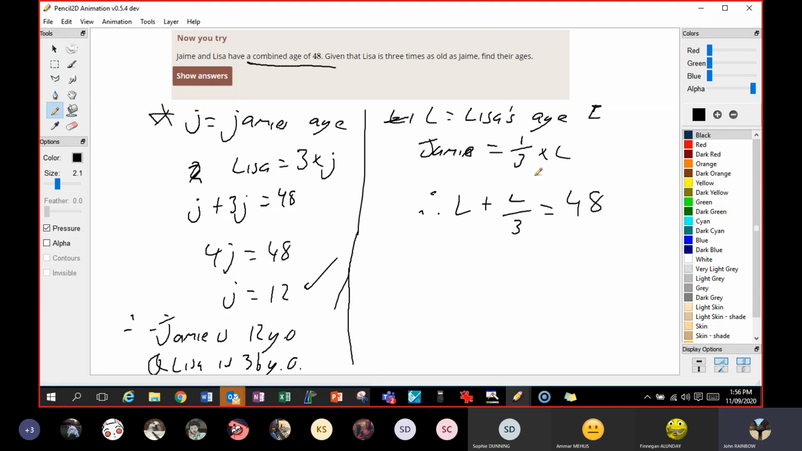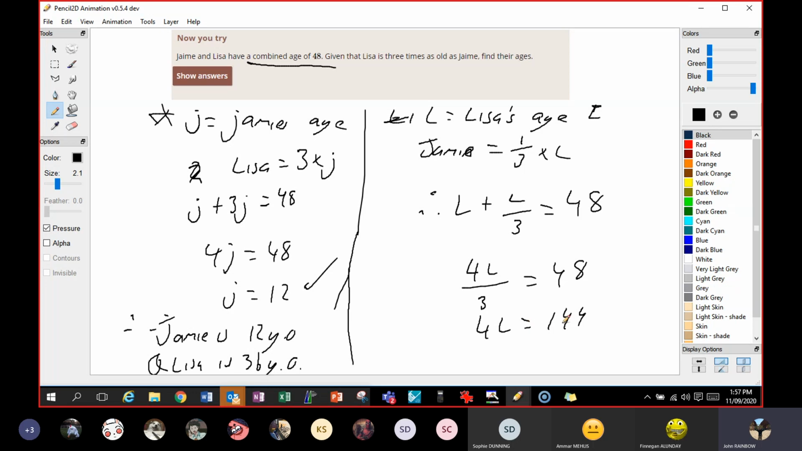Now, this is going to be a bit trickier, but I mean, you can still solve it. And I'm just going to show you guys how. If you add 1 and a third, that would give you 4 thirds, right? So that would be 4 thirds of Lisa equals 48. Now I'm going to multiply both sides by 3. 4 lots of 48. 3 lots of 48 is 150 minus 6. It's going to be 144.